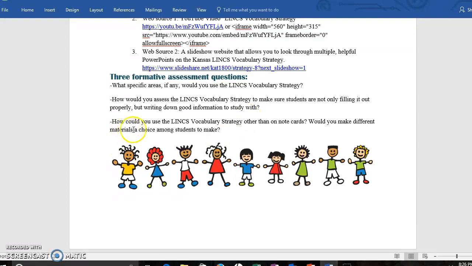And lastly, how could you use the LINKS vocabulary strategy other than on note cards? Would you make different materials a choice among students to make? So would you make it mandatory to use note cards, make it mandatory to use paper, or give students an option to use either or even like a notebook or anything that they wanted?